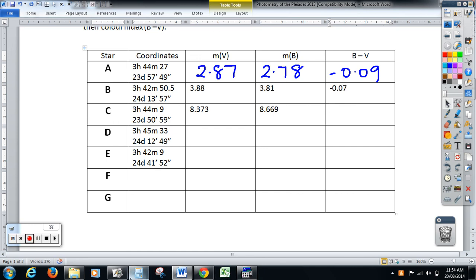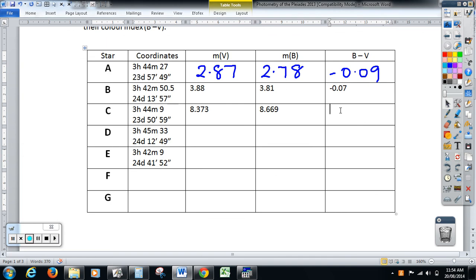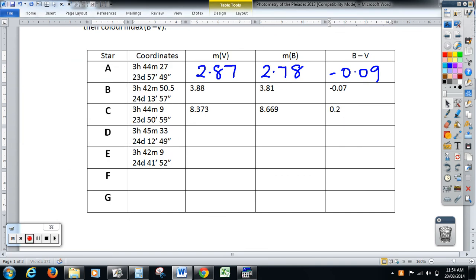And the second one over here was 8.669 minus 8.373. And this one here is, oh, that was a large value. Can I just check those values are right? Yes, it's 0.296. Okay, good, yeah. So we have values now for each of those.